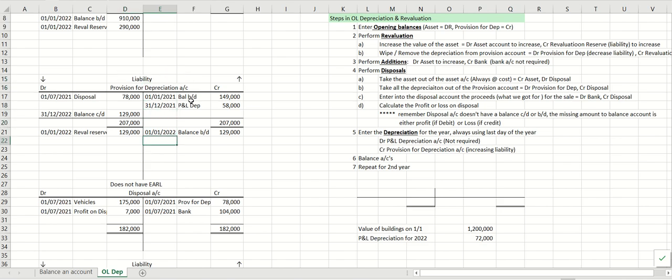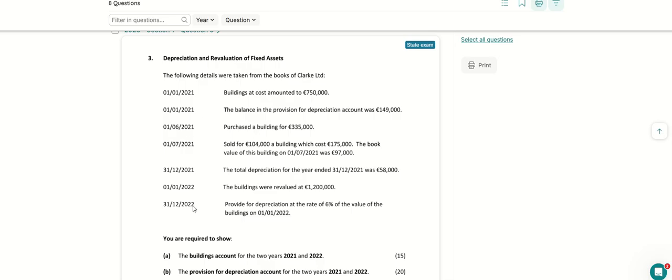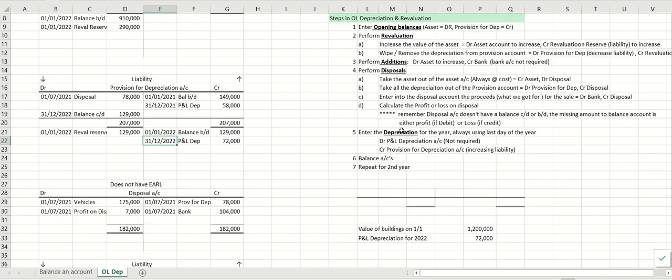Using the last day of the year, exact same as what we did last year, P&L dep, 72,000. That's our entry done. So we've performed all our transactions now for 2022. We've done the reval, we've entered the depreciation, there were no additions or disposals. So now we're just going to balance the accounts and we are done.